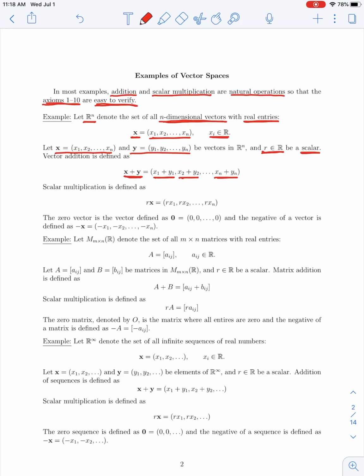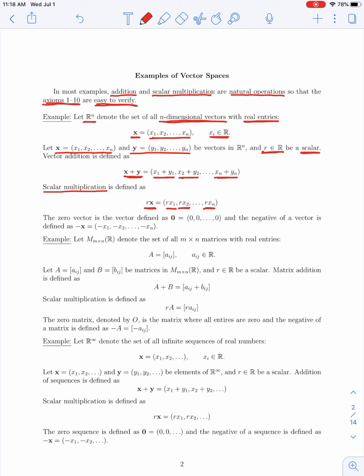So we add them component-wise, exactly as we had defined in our earlier chapters. And scalar multiplication is defined as follows. A scalar multiple of x would be the n-dimensional vector where each entry of x is multiplied by that scalar r. So here we see right away that the sum and scalar multiple of these vectors would also be n-dimensional vectors whose entries are real, so it's closed under addition and scalar multiplication.